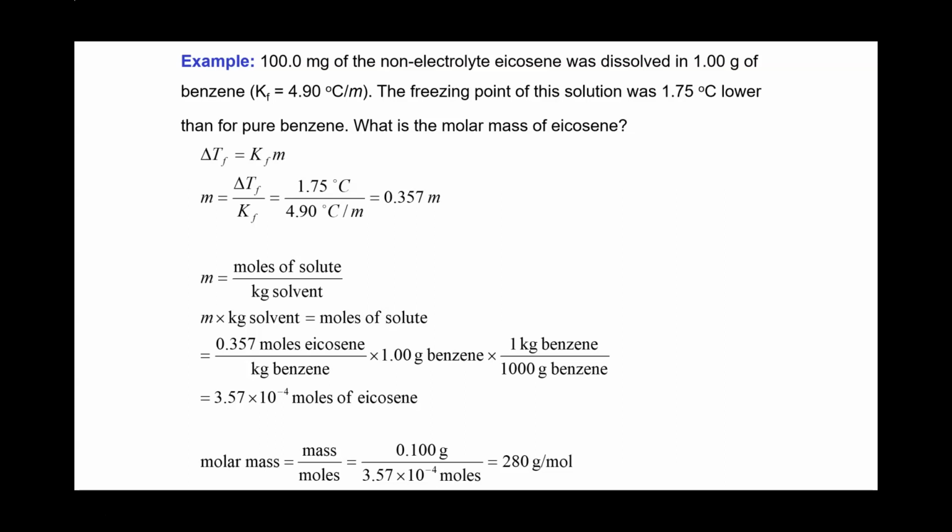Here's our first example, where we're going to be using the freezing point depression to figure out the molar mass of a solute. The question says 100 milligrams of the non-electrolyte, so that's just code for i equals 1, eicosene, was dissolved in 1 gram of benzene. So they're giving you the mass of the solvent here. After it talks about benzene, it gives you the Kf. So we know we're going to be talking about freezing point depression.